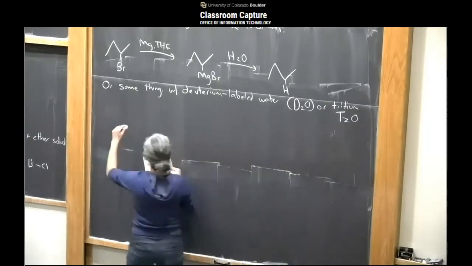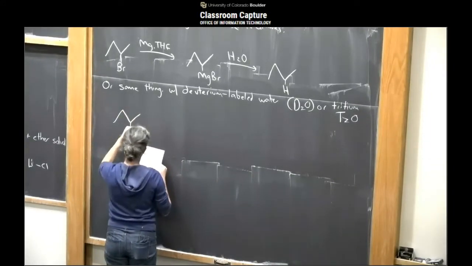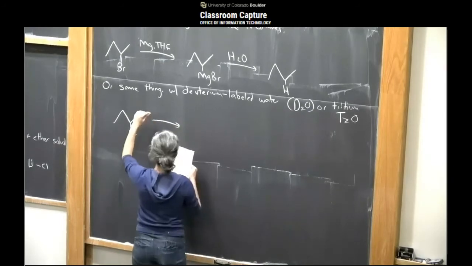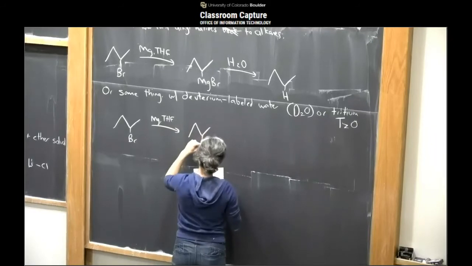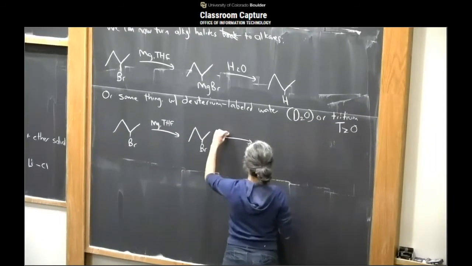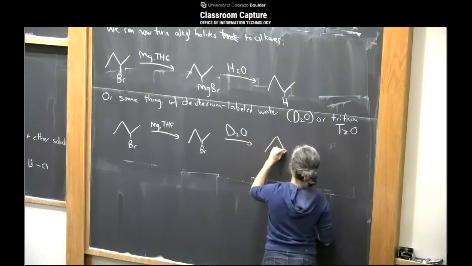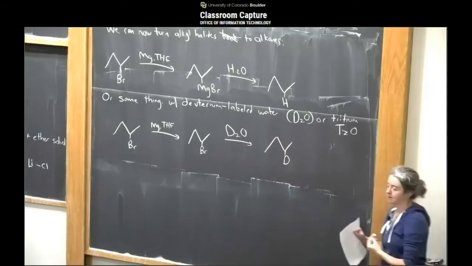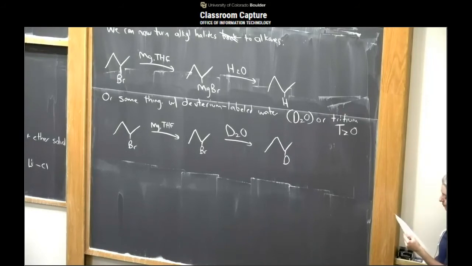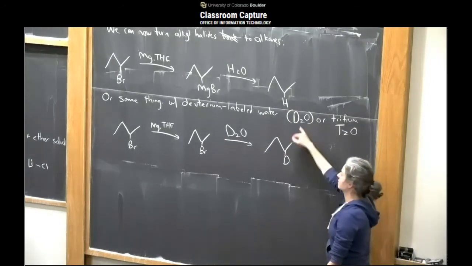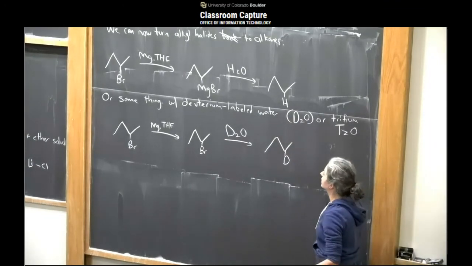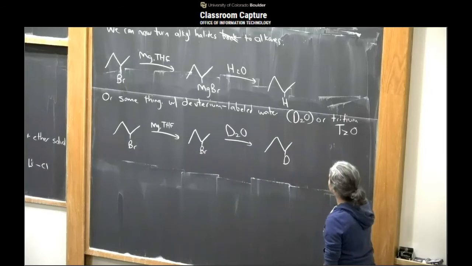Okay, so we could do something like magnesium, THF, bromine there, and then D2O lets us stick on a deuterium in a particular location. We're going to do a whole lot more with these molecules in the future, but for now, here's how you make them, and here's how you immediately destroy them by reacting them with something protic or deuterated. The end for now.